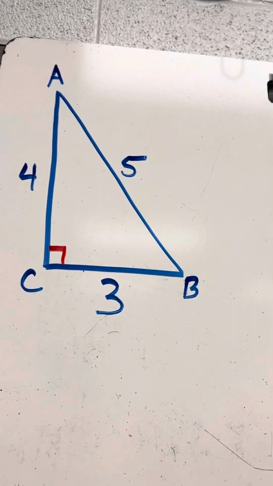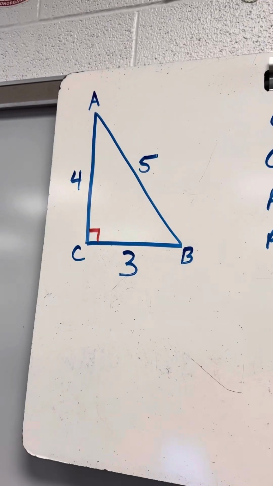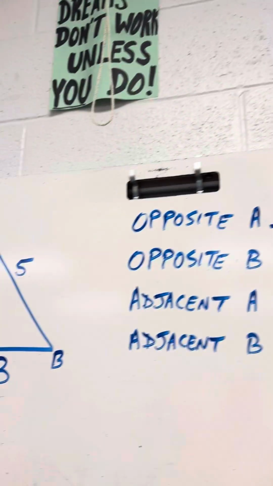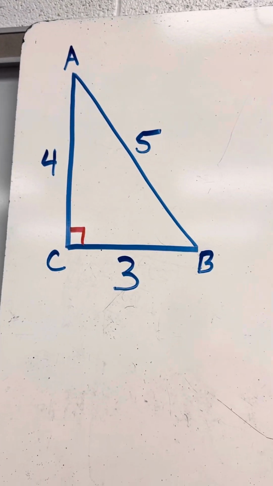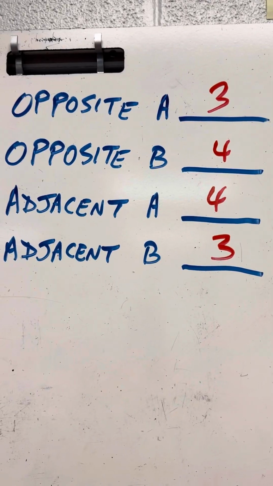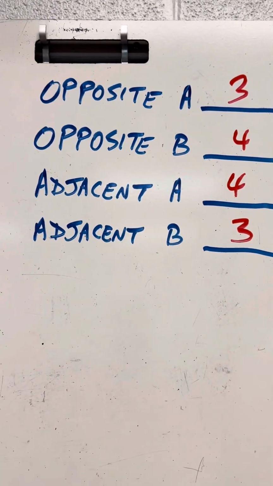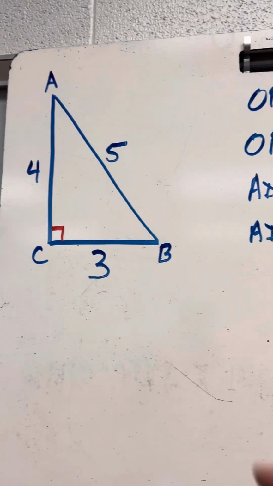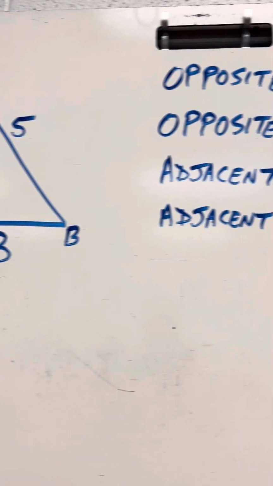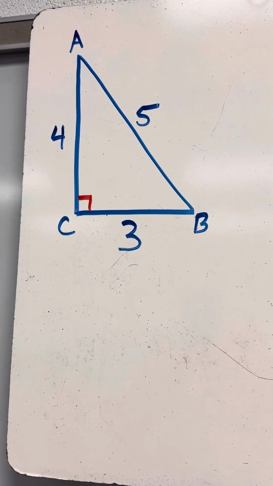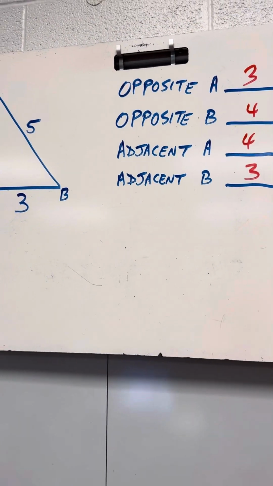So here, in this triangle, what's opposite A? Opposite A would be 3. What's opposite B? Opposite B is going to be 4. What's adjacent to A? Adjacent to A will be 4. What's adjacent to B? Adjacent to B will be 3.